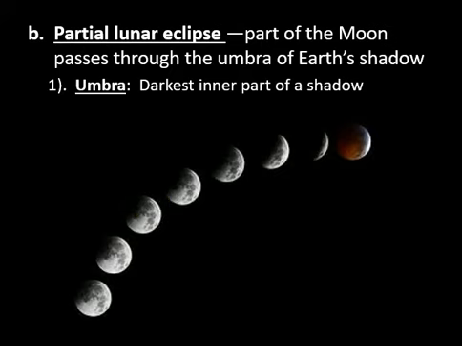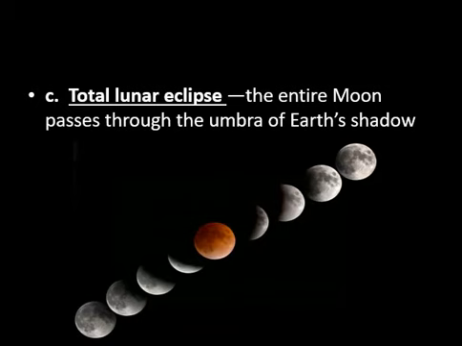Okay, let's move on to my final type of eclipse, and that's my total lunar eclipse. A total lunar eclipse is when the entire moon passes through the umbra of Earth's shadow. We've had a few total lunar eclipses in the last few years, and we have one coming up next year. Go ahead and pause me while you have a chance to write this down.